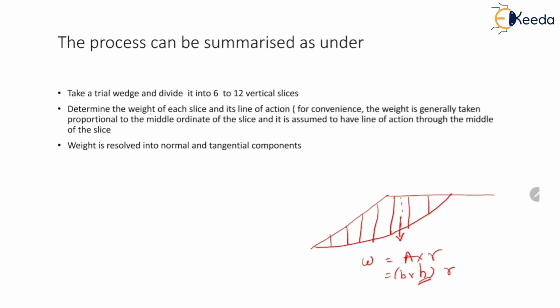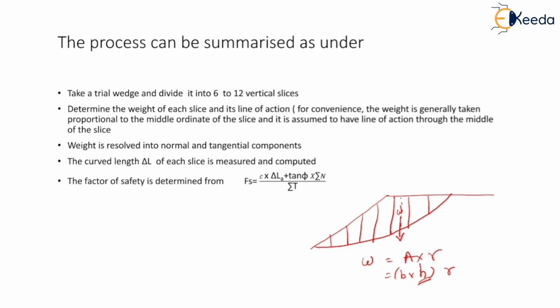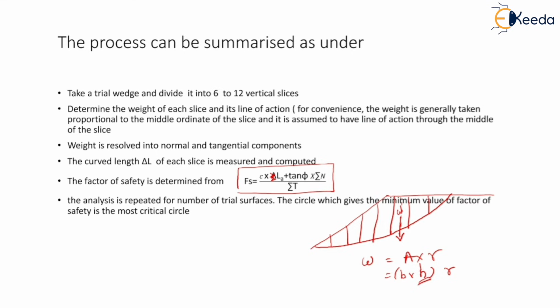The next step is that this weight W is resolved into normal and tangential components, and the curve length of each slice is measured and computed. The factor of safety is determined from the equation Fs equal to C into La plus tan phi into summation of N, divided by summation of T. This analysis is repeated for a number of trial surfaces, and the circle which gives the minimum value of factor of safety is the most critical circle.